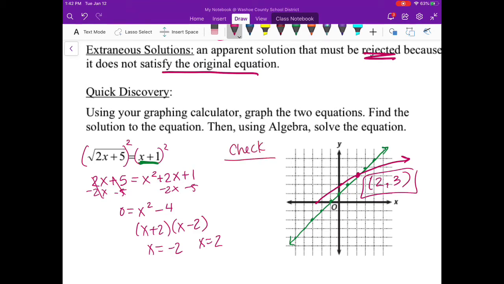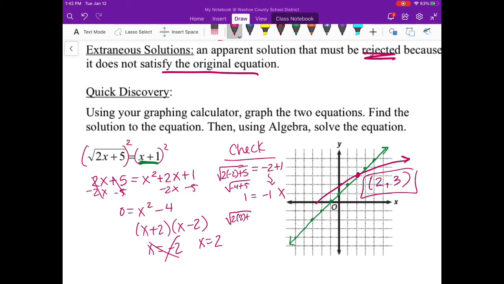When I go into my checking step, if I substitute in negative 2, so 2 times negative 2 plus 5 equals negative 2 plus 1. Inside the radical, that gives me negative 4 plus 5, which is 1. And here, this gives me negative 1, so that's not going to work.